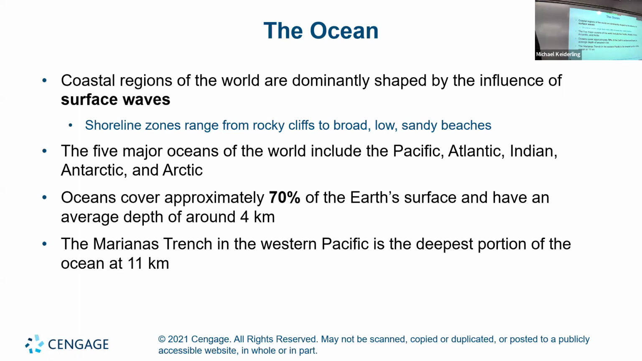So the ocean. Coastal regions of the world are dominantly shaped by the influence of surface waves, with shoreline zones that range from rocky cliffs to broad, low sandy beaches. The 5 major oceans of the world include the Pacific, Atlantic, Indian, Antarctic, and Arctic. Oceans cover about 70% of the Earth's surface and have an average depth of around 4 kilometers.